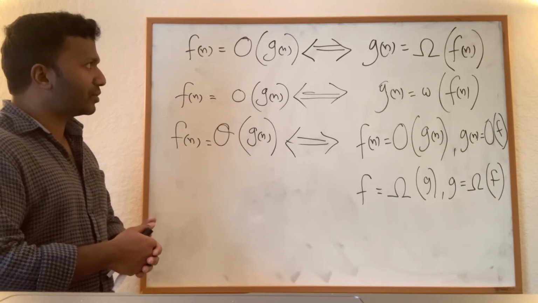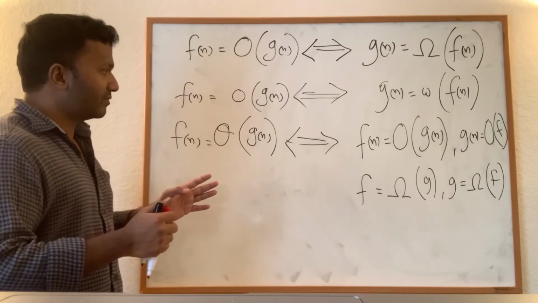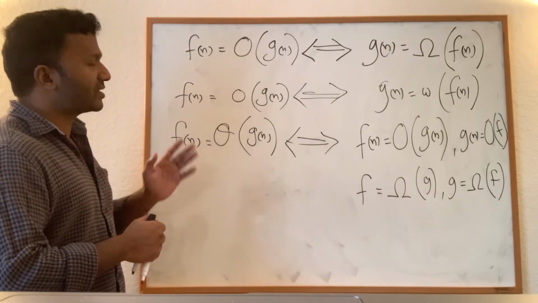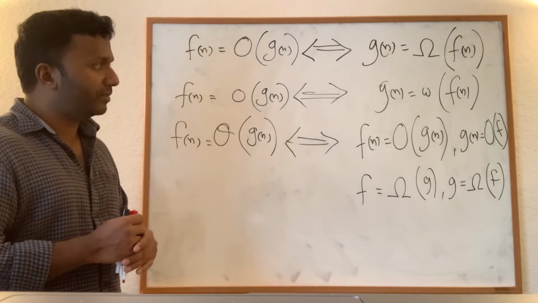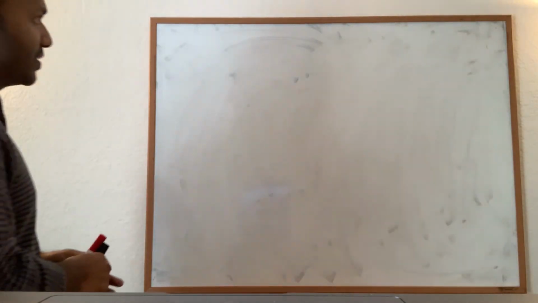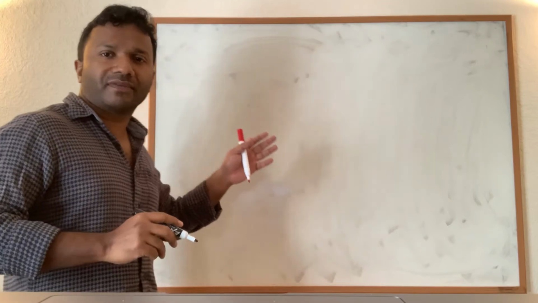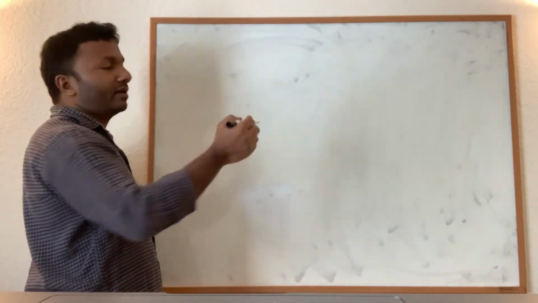But maybe I need to show one last thing, some of the high school stuff which you might have forgotten. So I'll just refresh a few more things and then we'll move on to some sorting algorithms. Alright, so this is a quick recap of some of the high school material. What's the sum of numbers from 1 to n?